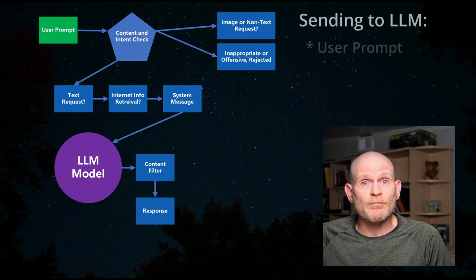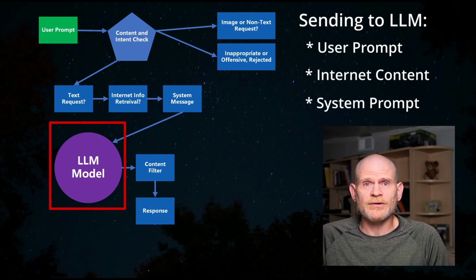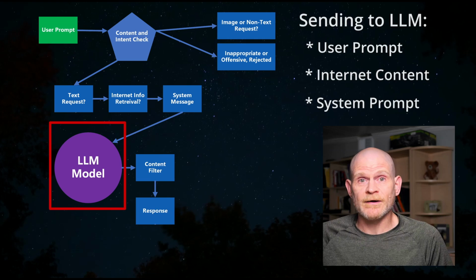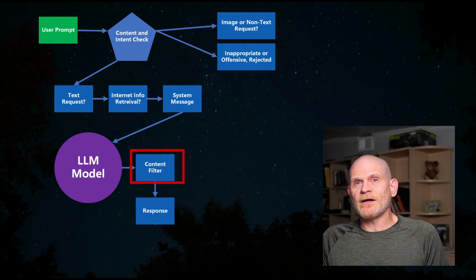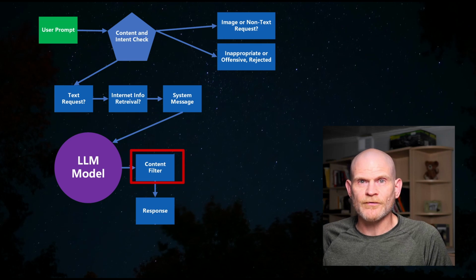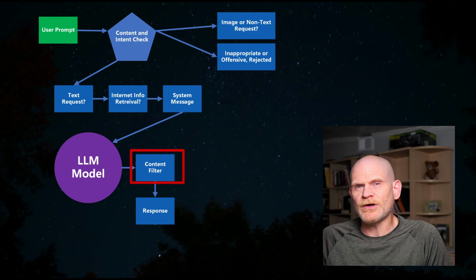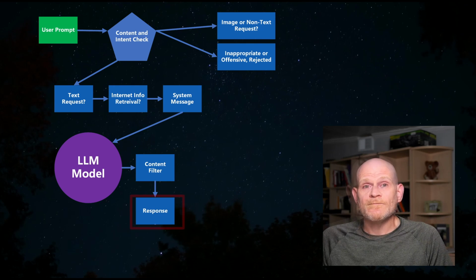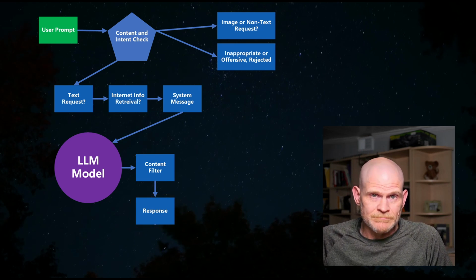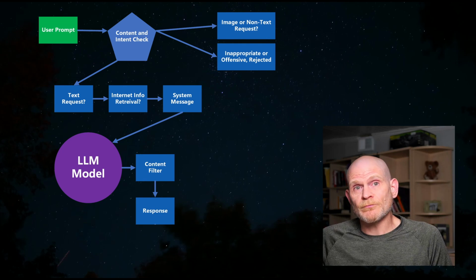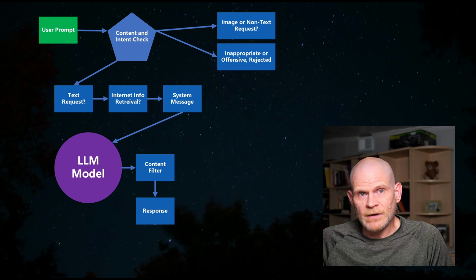Finally, the original prompt, any internet-related content, and the system message are all passed together into the large language model as a unified request. I'm not 100% sure about this, but the response may go through another content filter similar to the first. I question post-processing, given the models can be jailbroken to produce outputs they shouldn't. Finally, again, the response is sent to the user. That's not so bad. There's the content and intent check, some pre-processing and manipulation, the LLM call, and the response.